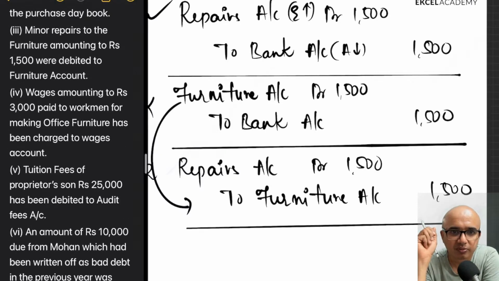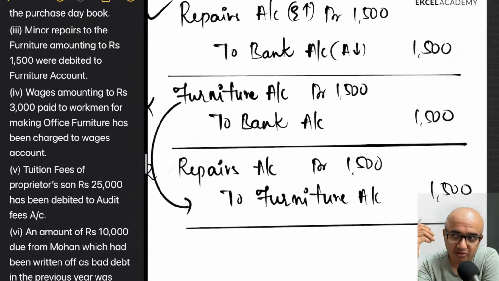Next is the wages account. Wages amounting to rupees 3000 paid to workmen for making office furniture has been charged to wages account. This is the reverse situation. So now they have given the contract of making furniture to some people, and they have come to the office or wherever they are working from. They made the furniture for office use and they presented the bill. They paid the bill too, but they treated that expenditure of 3000 paid to those people who made the furniture as wages. They have treated that as direct expense, which is wrong.